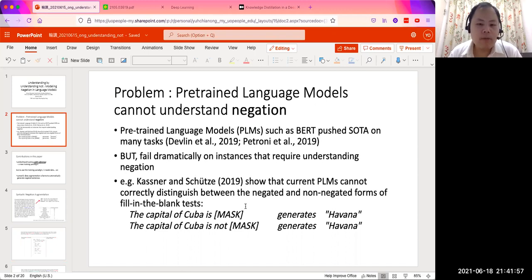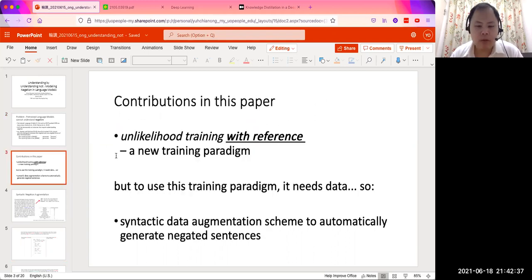If you look at the example below, for "the capital of Cuba is [MASK]", the token generated to fill in the mask would be Havana, which is factually correct. However, for "the capital of Cuba is not [MASK]", the pre-trained language model will still generate Havana, and we know that this is factually incorrect. While both are grammatically correct, the model is not able to keep track of the factual correctness and the negation that happens in this process. So what is actually being done to solve this problem?